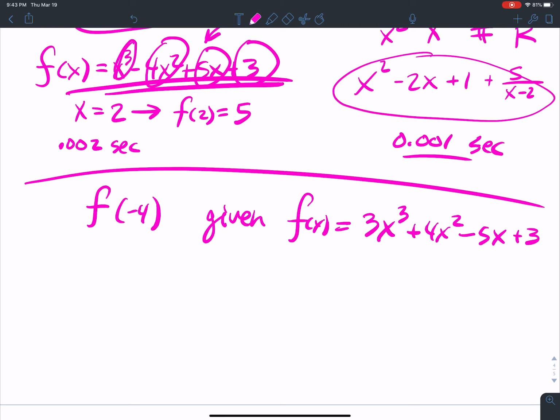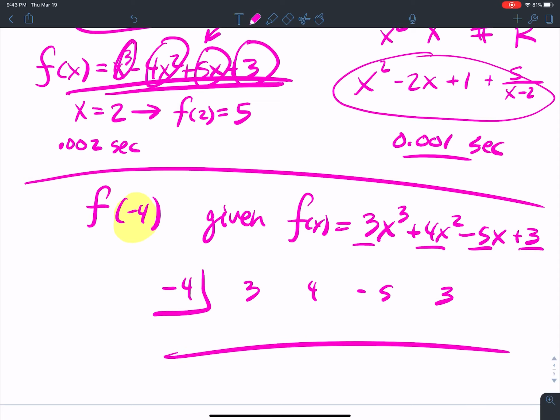So how do I do this? Use the remainder theorem. Well, look, that negative 4, that's what I put in my box. Then 3, 4, negative 5, and 3. Drop down the 3. 3 times negative 4, that's negative 12. Negative 12 and 4, that's negative 8. Negative 8 times negative 4 makes a positive 32.